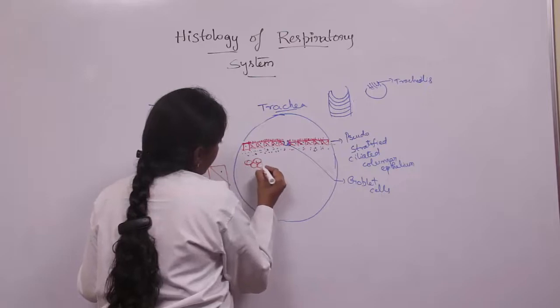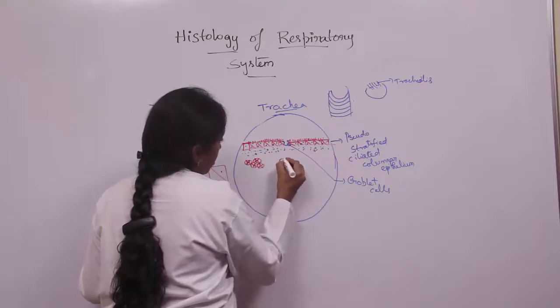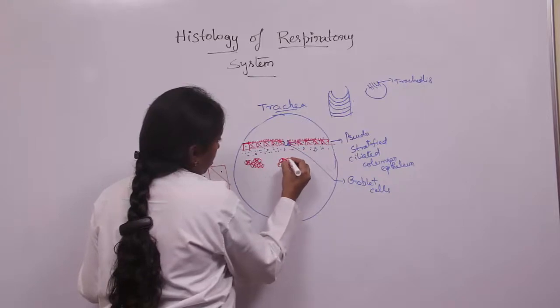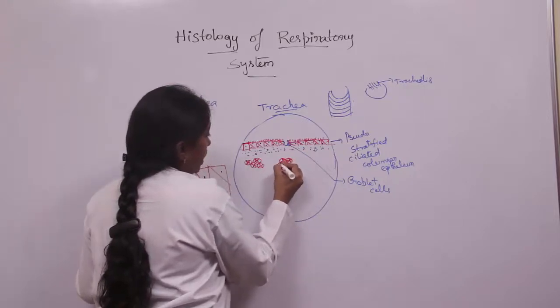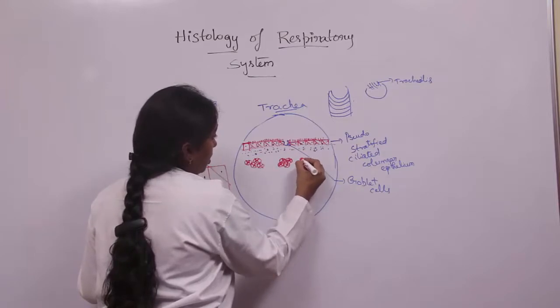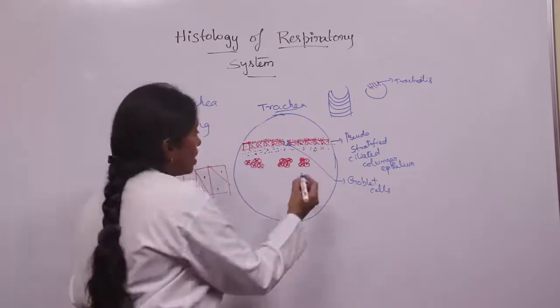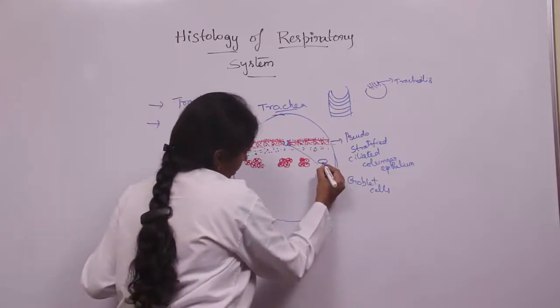Serous glands are seen. So we will be able to see more serous acini, and also a very few mucous acini can be seen here.